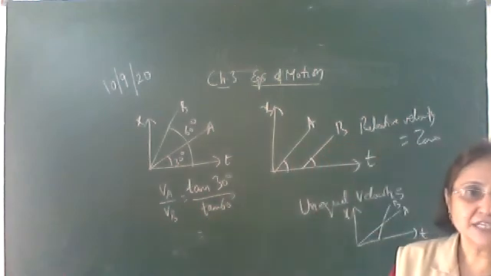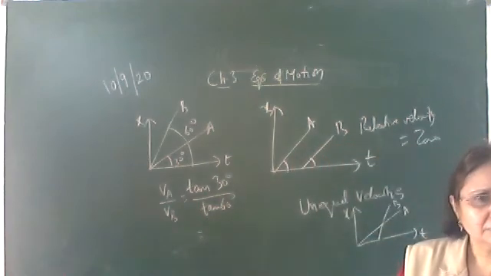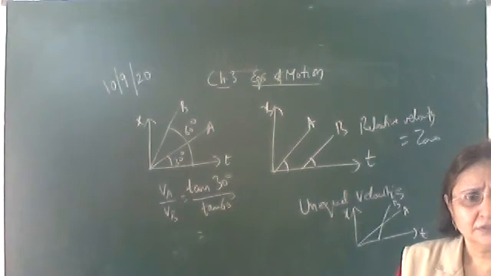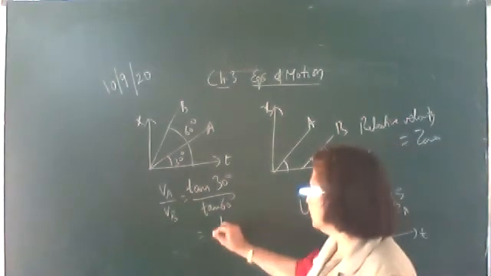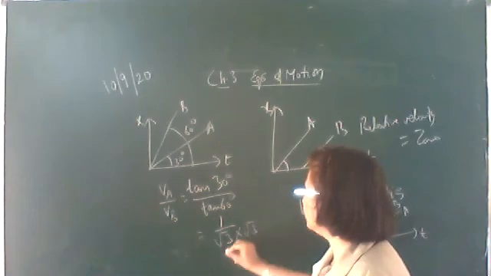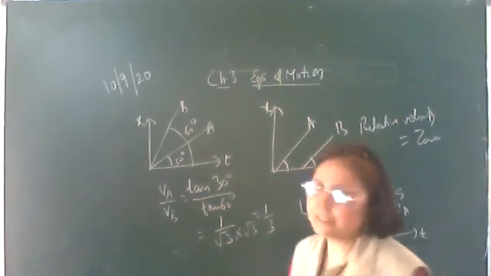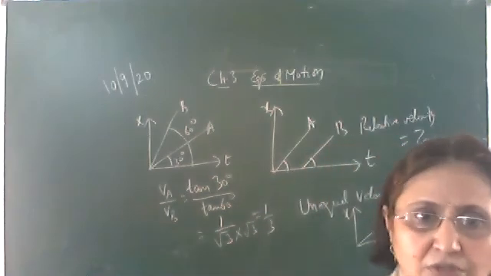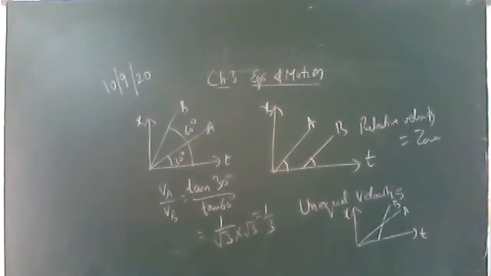Okay, tan 30 is 1 upon root 3, whereas tan 60 is root 3. So what is the answer? 1:3. Okay, so what is the answer? 1:3.